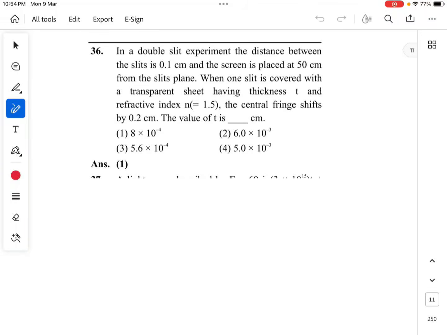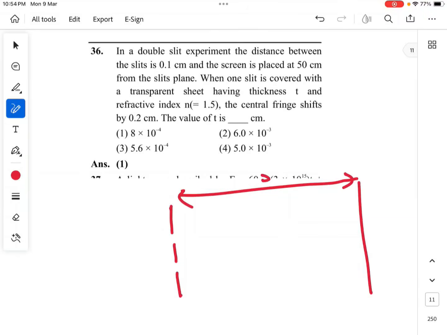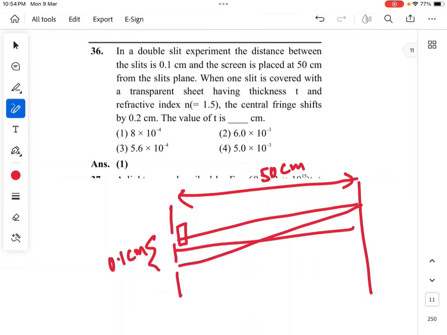In this question, that is the 36th question, the distance between the slits is given, and the distance between the screen and the slits is given. This is given as 50 centimeters and this is given as 0.1 centimeter. And the fringe is shifted because there is a transparent sheet here. It is shifted by 0.2 centimeters. Now you should know that the fringe will shift towards the sheet. Whichever slit you put the sheet before, that side the fringe will shift.